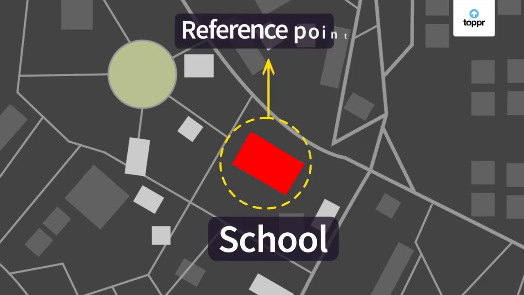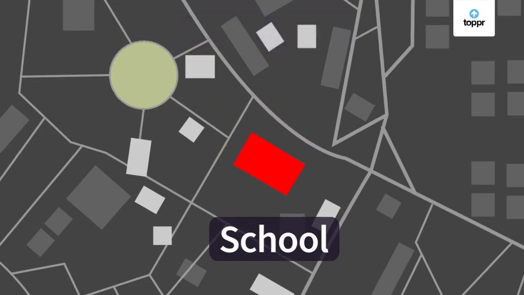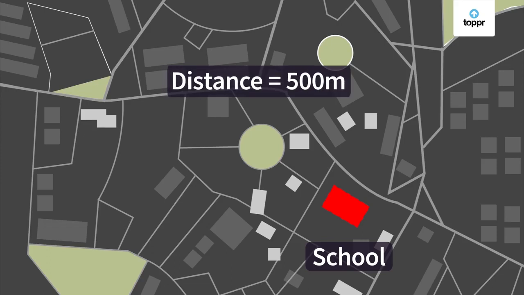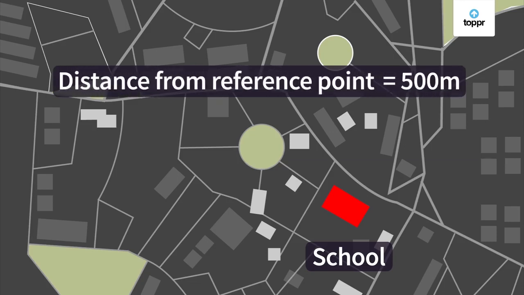You have a reference point. But still, you don't know how close it is to the school. His house might be next to the school or 2 kilometers away. So, you further ask for the distance from the school. And your friend says that his house is 500 meters away from your school. Great! Now you have some more information. You have the distance from the reference point.